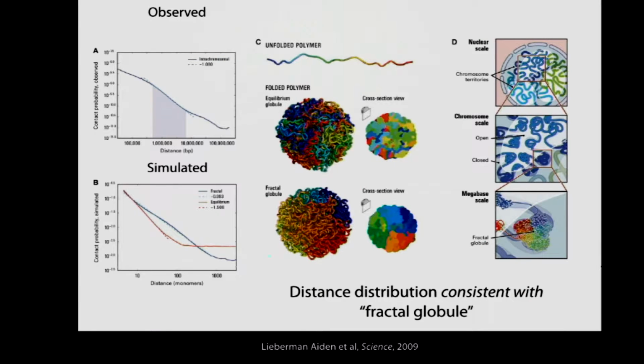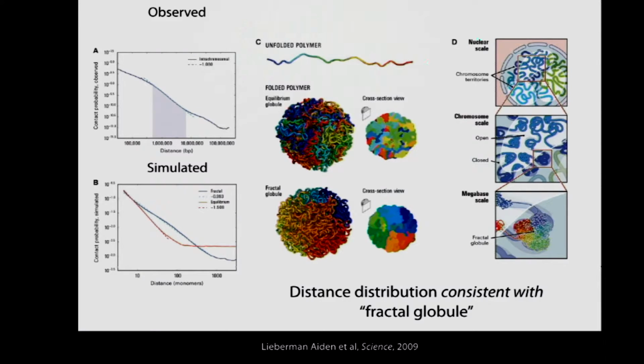It's important to recognize that these pictures have nothing to do with the data, right? This is not a picture of any actual chromatin. It's a hypothetical model that is consistent with a single number that is derived from the chromatin. So this is totally hypothetical.